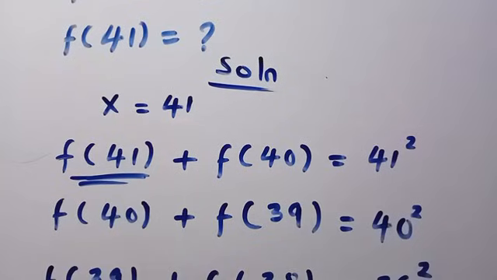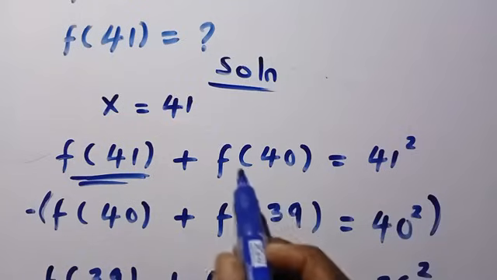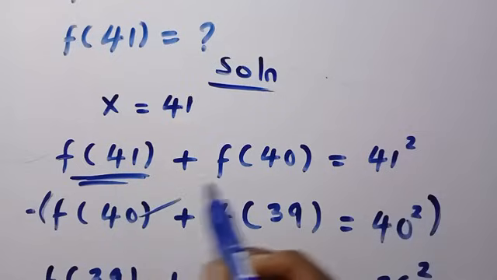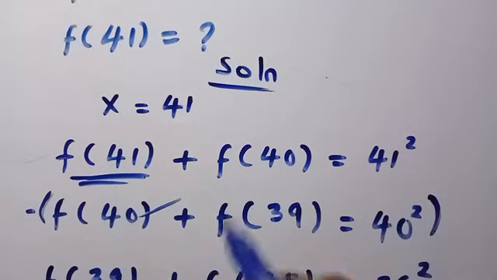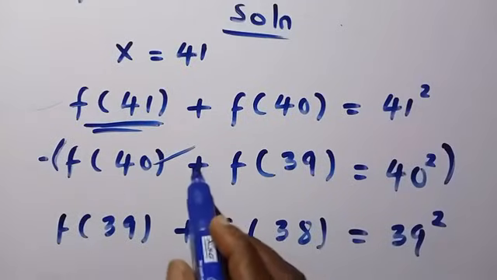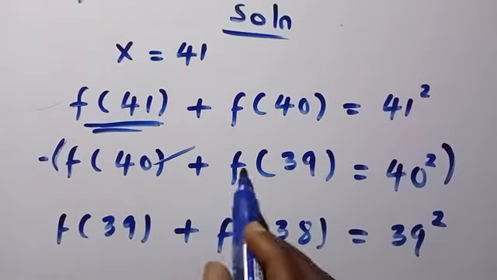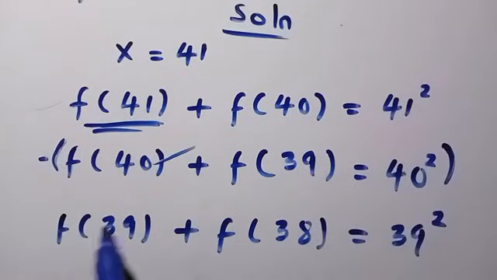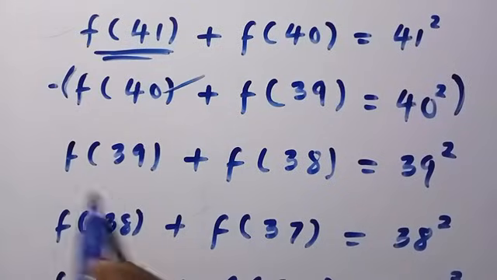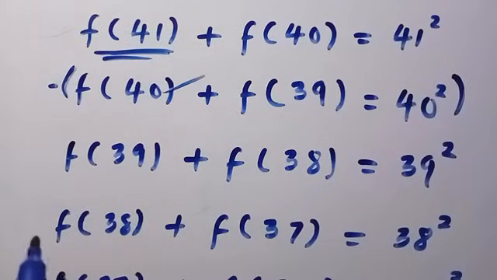So this is what I'm going to do. Let's keep subtracting these equations from each other. Suppose I introduce a negative to this second one. Here is minus f(40) and here is plus f(40), so by adding them together, they cancel each other. This third one also becomes negative, so the negative f(39) here cancels the plus f(39). So I don't need to introduce a negative to this one.